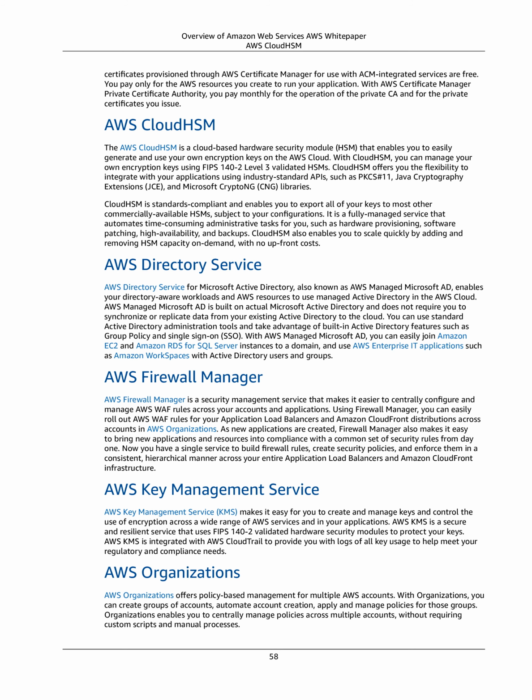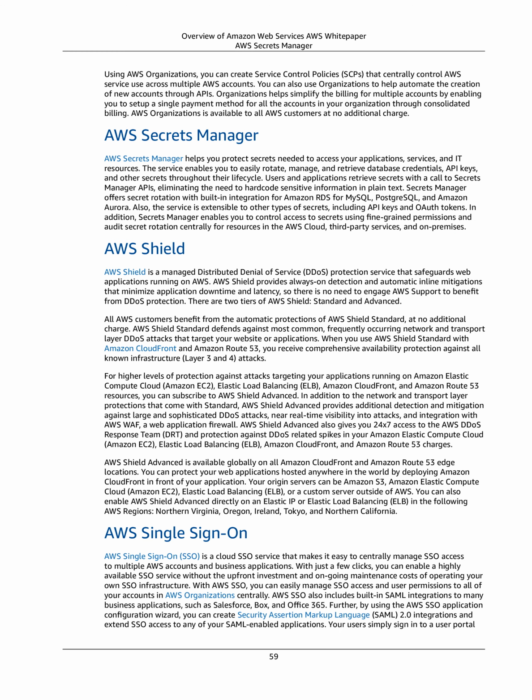AWS Organizations offers policy-based management for multiple AWS accounts. With Organizations, you can create groups of accounts, automate account creation, apply and manage policies for those groups. Organizations enables you to centrally manage policies across multiple accounts, without requiring custom scripts and manual processes. Using AWS Organizations, you can create service control policies, SCPs, that centrally control AWS service use across multiple AWS accounts.